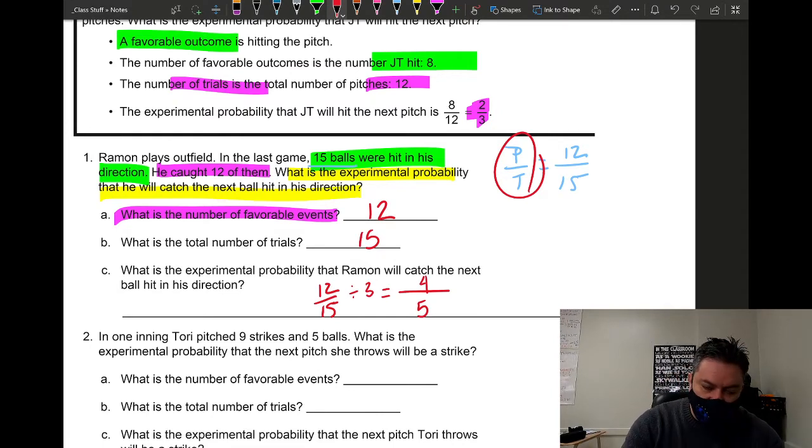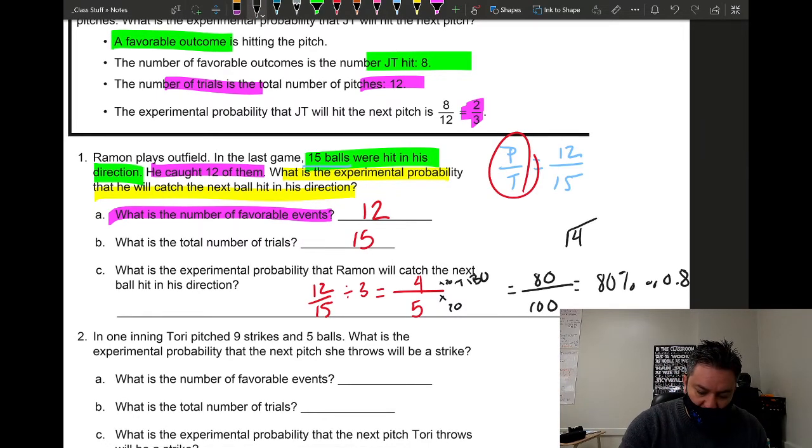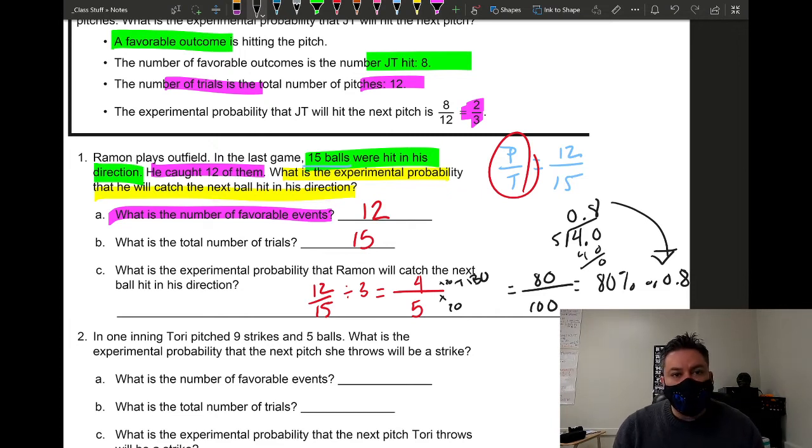Unless they ask you to convert to percent or decimal, you can do TiVo, top in, bottom out, and then divide. In this case, you can actually multiply this times 20 on top and bottom. The bottom will be 100, the top would be 80, so this will be 80% or 0.8. Either way works the same. If you were to divide it, the 4 goes inside, the 5 goes outside, then add a decimal and a 0, and 8 times 5 is 40, your remainder is 0, and you get the same answer. If they want you to convert to percent, you should know how to do this by now. Okay? Let's do another one.